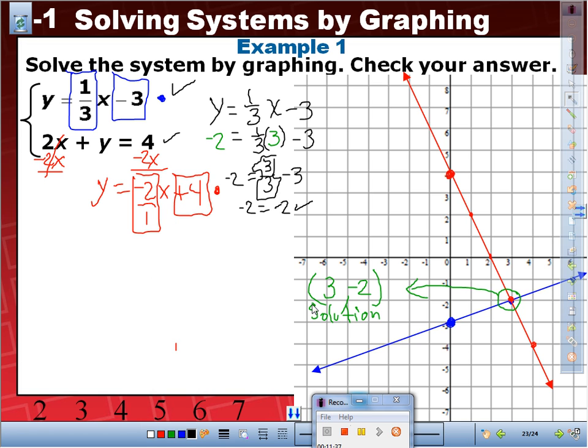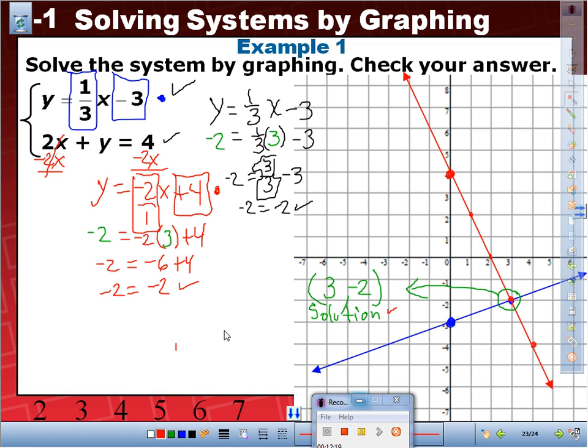I already have my equation here, so I'm just going to substitute the values right underneath. What is my x value? 3. What is my y value? Negative 2. I bring everything else down. The equal, the negative 2, open parentheses, and the plus 4. What is 3 times negative 2? Negative 6. I bring everything else down. So therefore, what is negative 6 plus 4? Negative 2 equals negative 2. Is that true? Yes. So does this point satisfy both equations? Yes. Therefore, this is our solution.